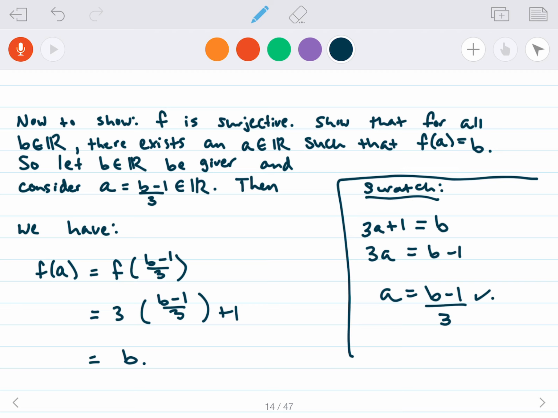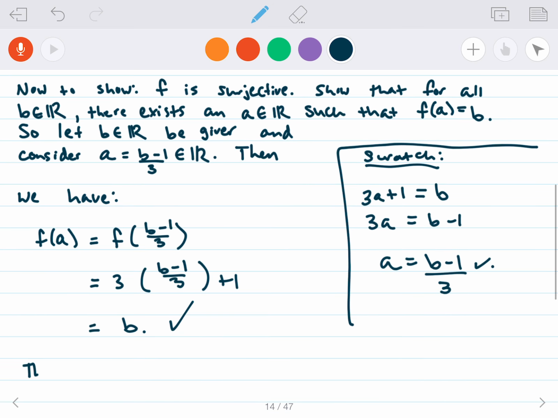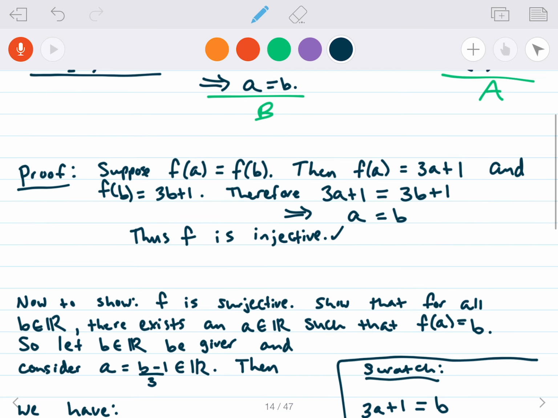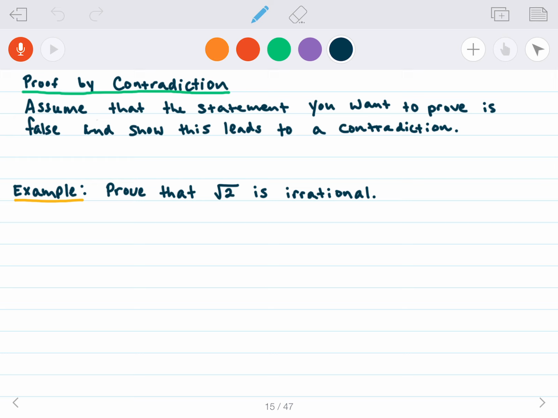Okay? So we have found an a such that f of a is equal to b, and therefore f is surjective. And this implies, since it's injective and surjective, f is bijective. And then, again, QED if you're pretentious, box if you're not. Okay, so that's the end of our proof. All right, let's see what we have next.